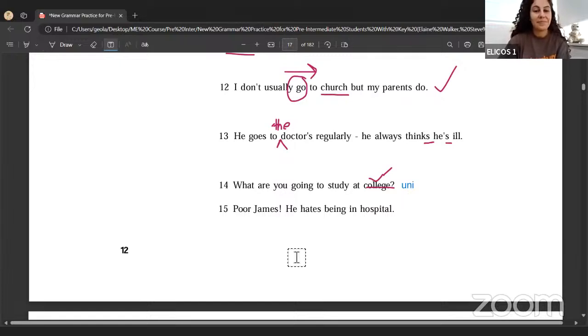He hates being in the hospital. No, he hates being in hospital, because that's an article. Remember, sorry, a preposition. We don't need the. And just be careful with your pronunciation. He hates being in hospital. So this sentence was good. We don't change anything because of prepositions. These words, you don't need the.